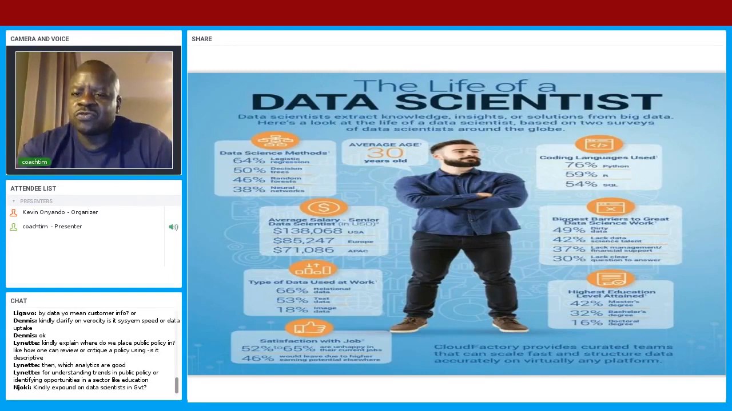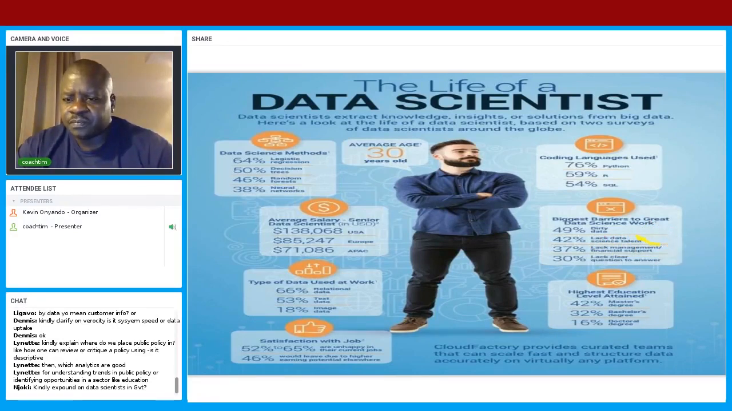Yeah, and the languages used, of course, we've told you we'll be using Python. So this is from a global perspective. 76% of the scientists are using Python. The biggest barriers to great work. Yeah, so we may need to express a lot of patience. You might want a promotion at work, but still the business does not understand the data science. Yeah, so you see there's also lack of data science talent. So this means that if you're the only person in your organization, then you'll be overworked. Yeah, so you may need to see how to manage that.